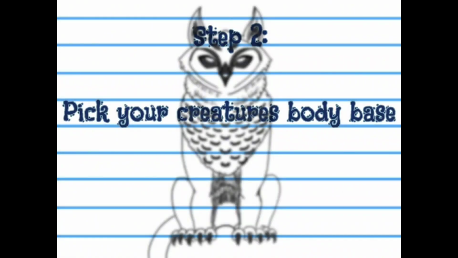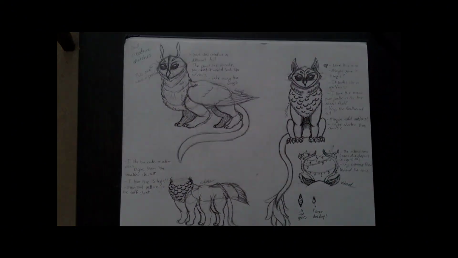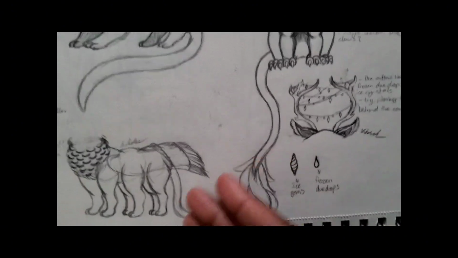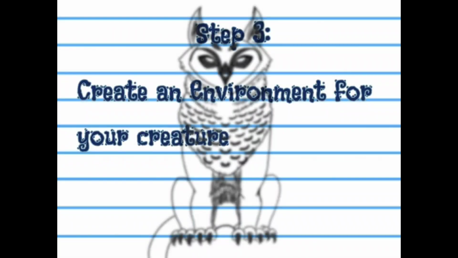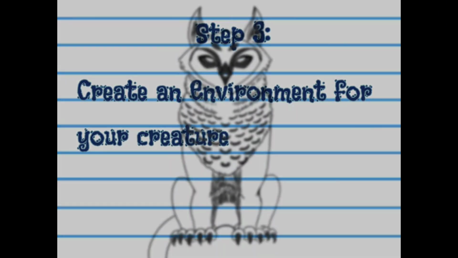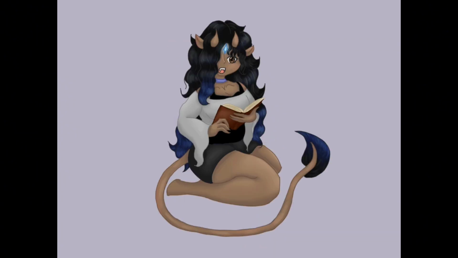Step 2. Pick your creature's body base. So, yeah. There you go. Planned out, everything else. Final step. Step 3. Create an environment for your creature. Let's deep dive into that in the next video.